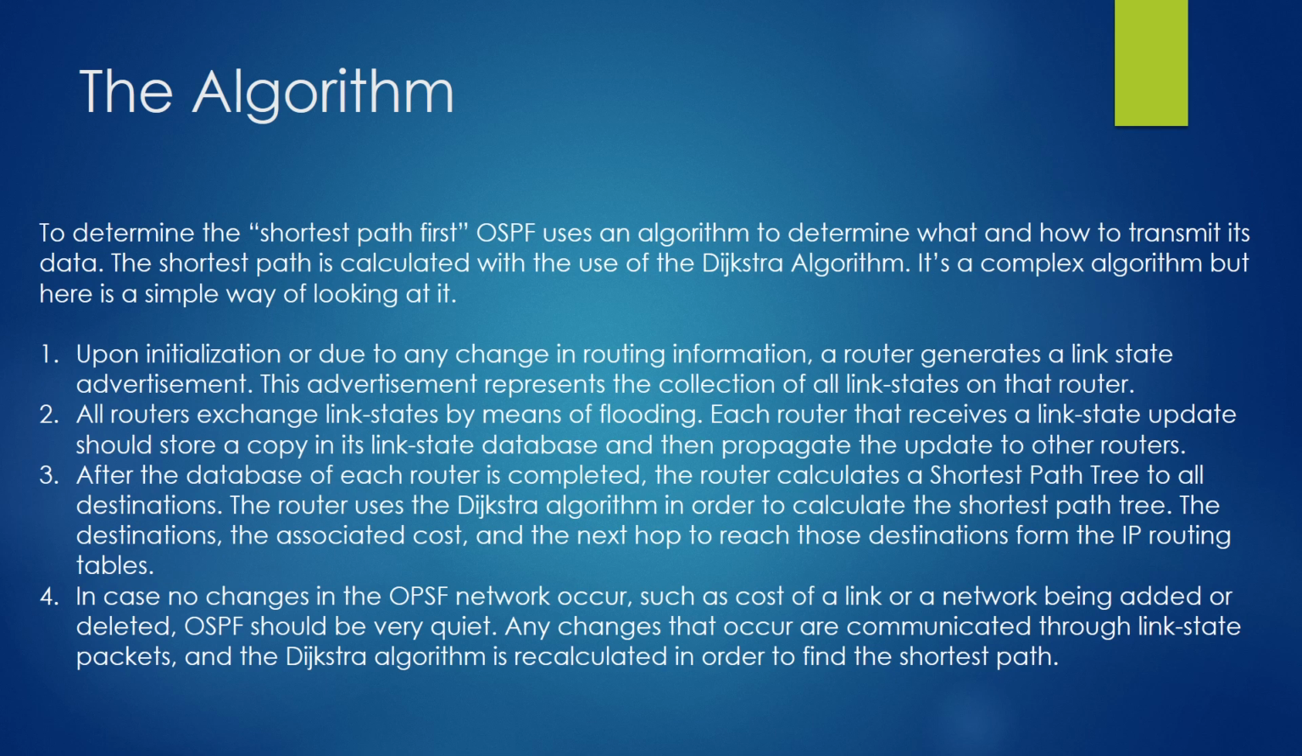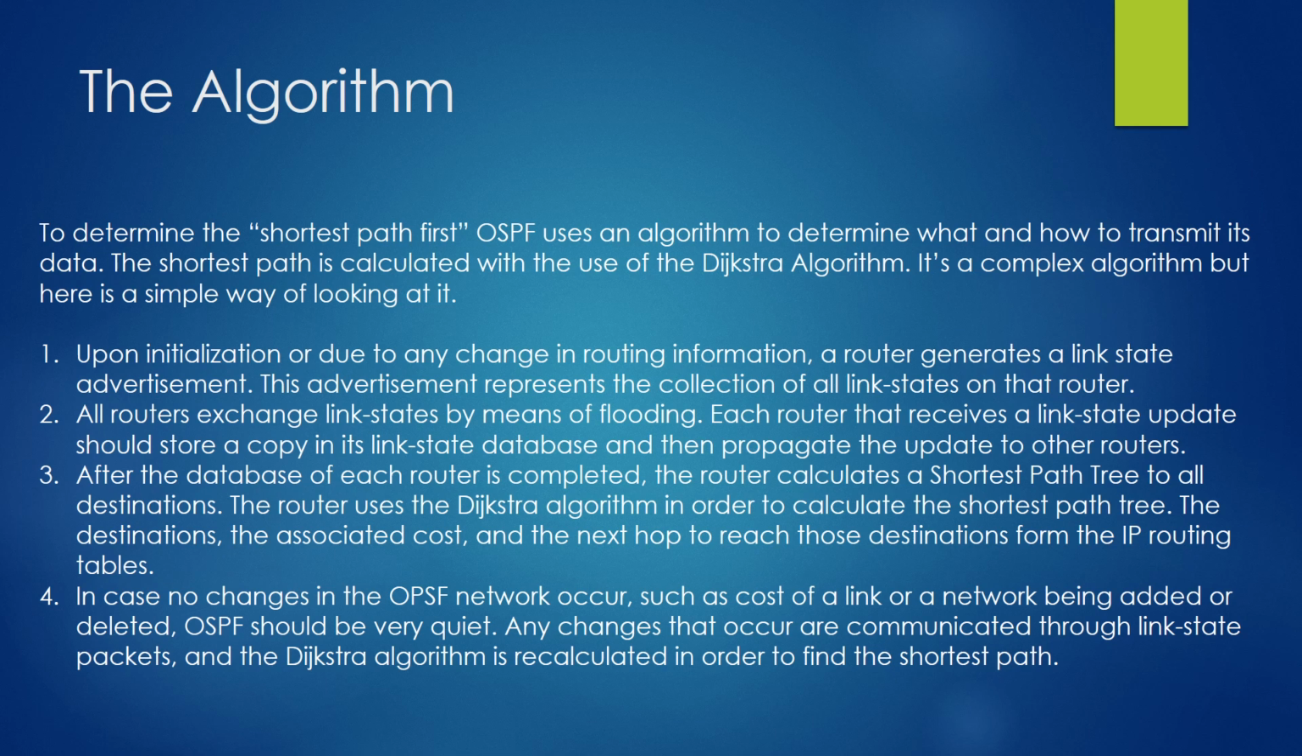The algorithm. To determine the shortest path first, OSPF uses an algorithm to determine what and how to transmit its data. The shortest path is calculated with the use of the algorithm. It's a complex algorithm, but here's a simple way of looking at it. Upon initialization or due to any change in routing information, a router generates a link state advertisement. This advertisement represents the collection of all link states on that router. All routers exchange link states by means of flooding. Each router that receives a link state update should store a copy in its link state database and then propagate the update to other routers.